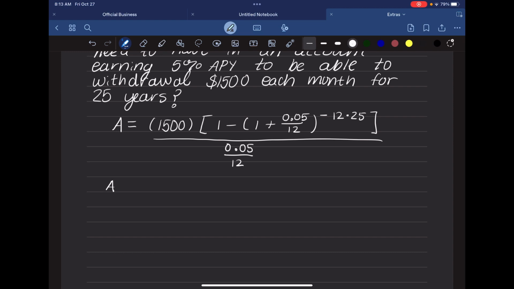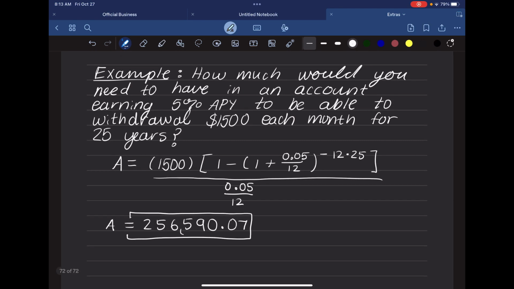So after plugging it into a calculator, we get that A is equal to $256,590.07. So this is how much we need to save up into that account if we want to be able to support withdrawing $1,500 each month for the next 25 years.